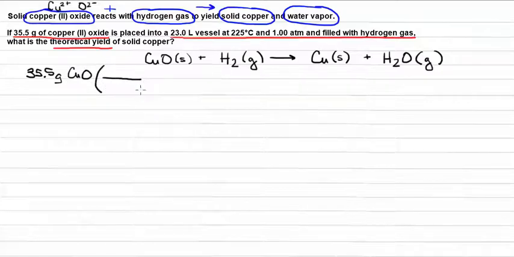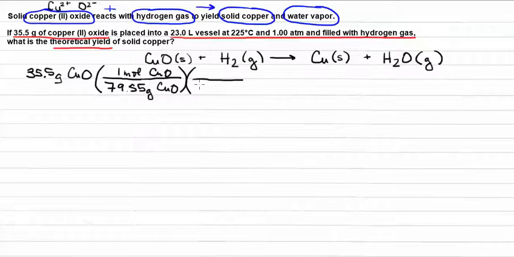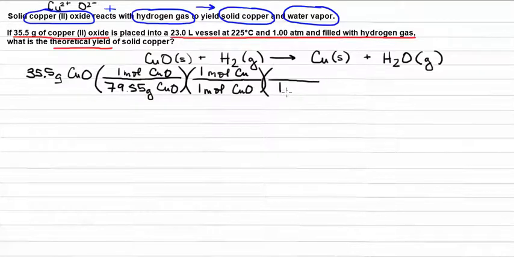First up, we're going to go from grams to moles, so we need the molar mass of the copper(II) oxide, 79.55 grams of copper(II) oxide in every 1 mole of copper(II) oxide. Then the balanced chemical equation tells us that 1 mole of copper(II) oxide reacts to form 1 mole of copper. Again, we're trying to figure out how much copper because we want to know the theoretical yield of the solid copper. Then 1 mole of the copper weighs 63.55 grams.